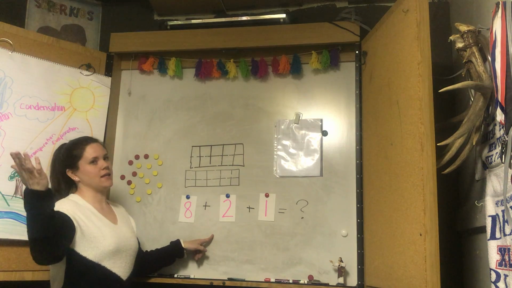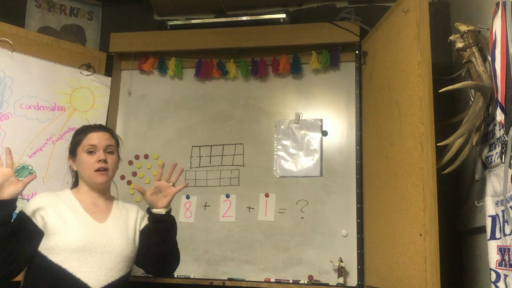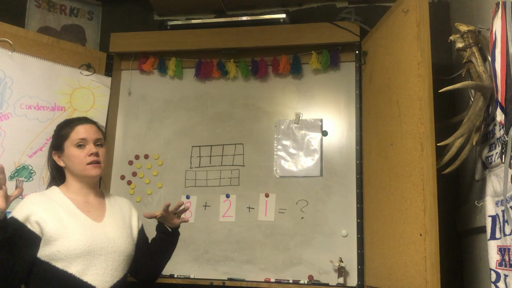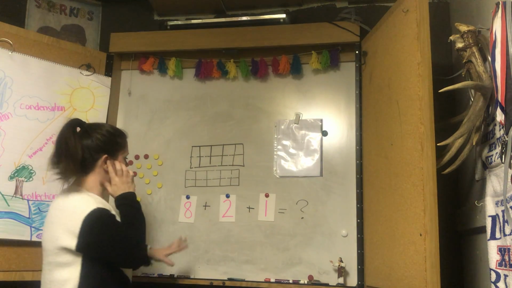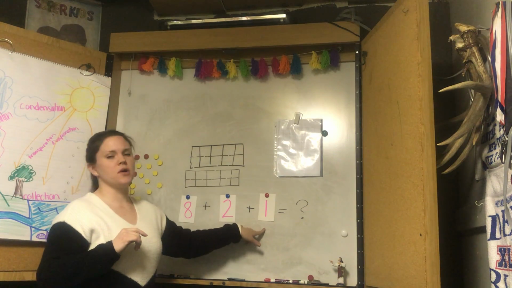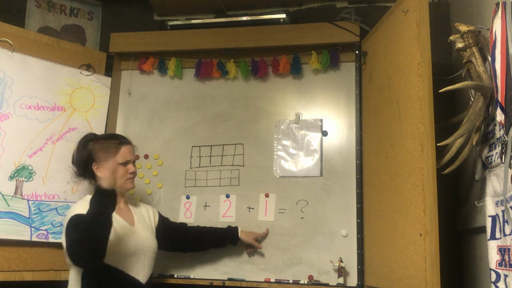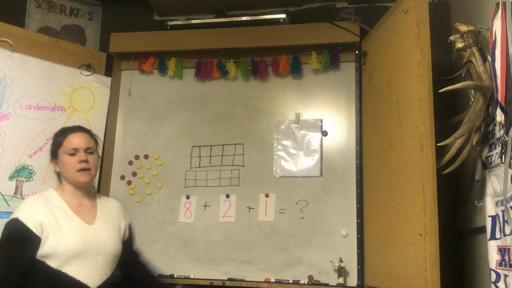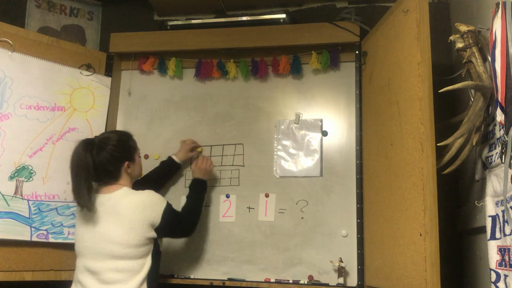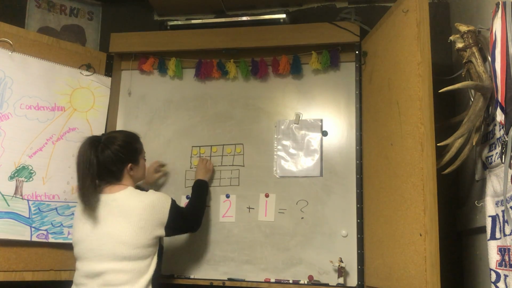Well, let's think, right? We reminded ourselves we want to look for ways to make 10, or we want to look for ways to find our doubles facts. So here's my biggest number. Here's my 2 smallest numbers. If I add my 2 smallest numbers together, are they going to give me that? Does 2 plus 1 equal 8? No. So let's see if we can make 10. 8, 1, 2, 3, 4, 5, 6, 7, 8. Guess what?